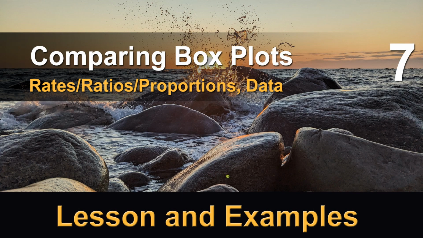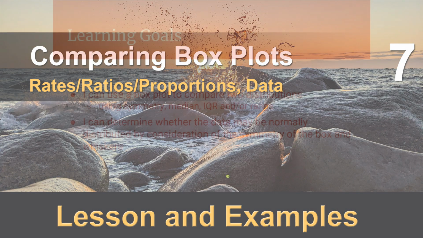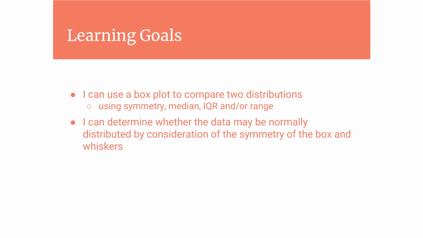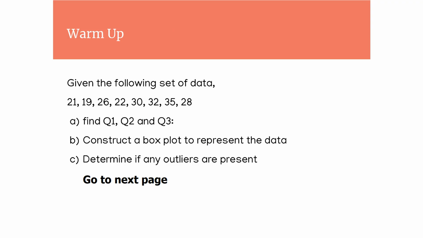Box and whisker plots. Let's look at comparing them. Here are our learning goals. I can use a box plot to compare two distributions using symmetry, median, IQR, and/or range. And I can determine whether data may be normally distributed by consideration of the symmetry of the box and its whiskers. So let's start off with a given set of data.